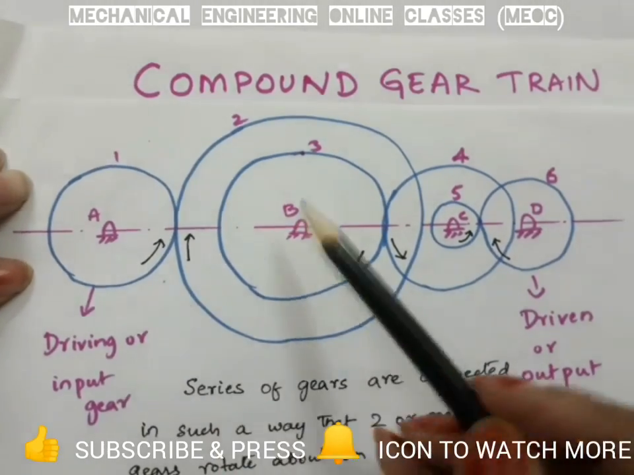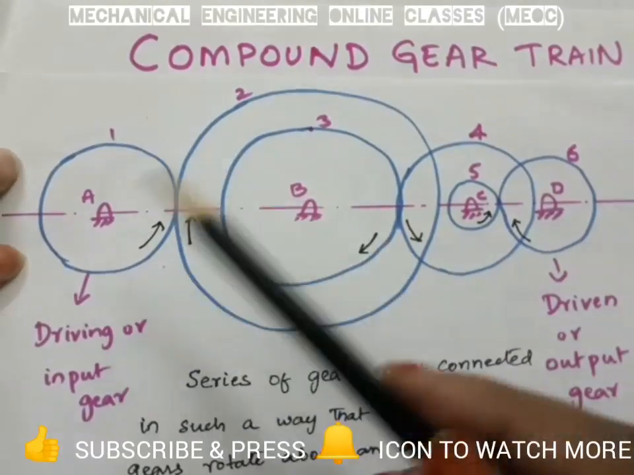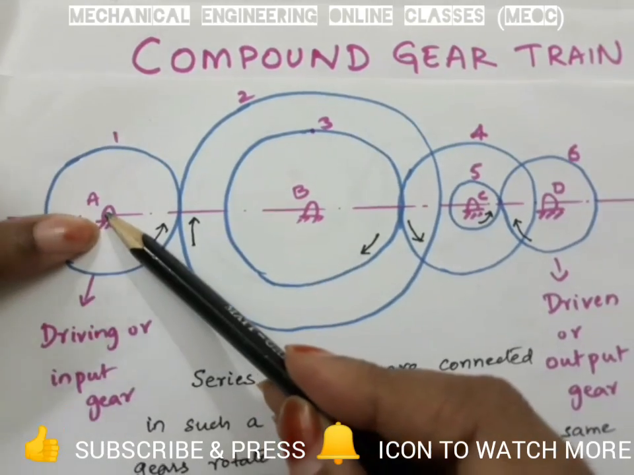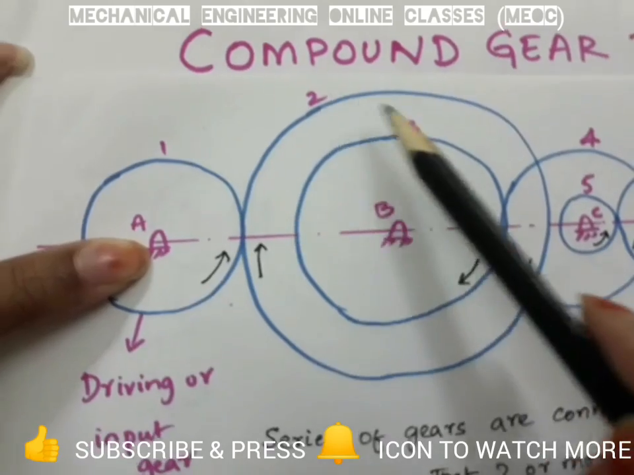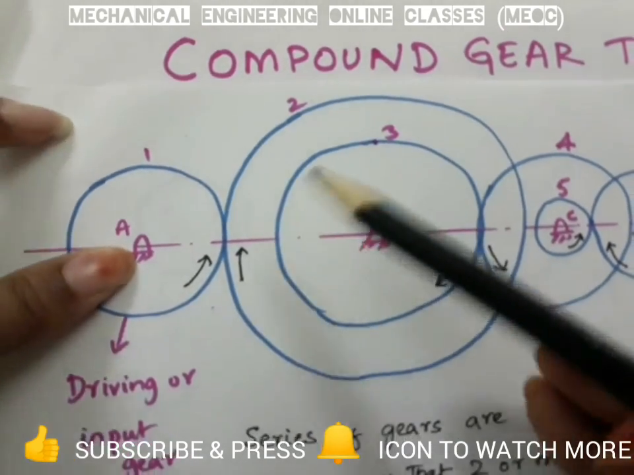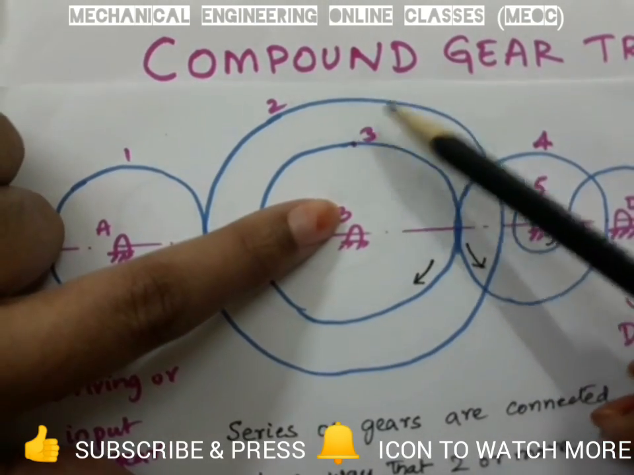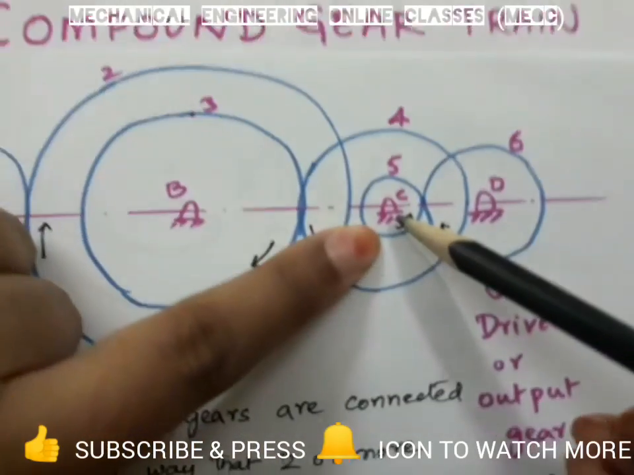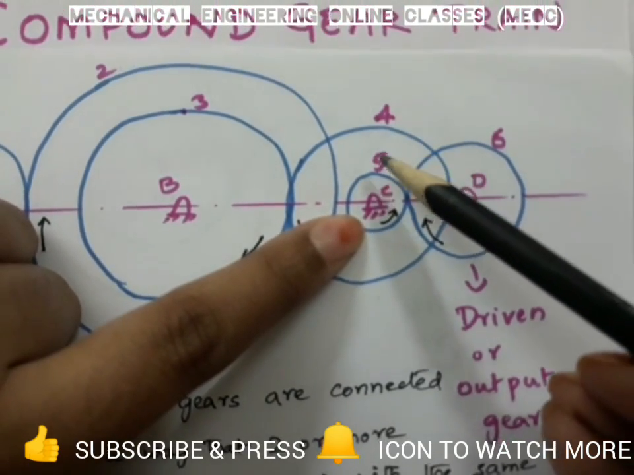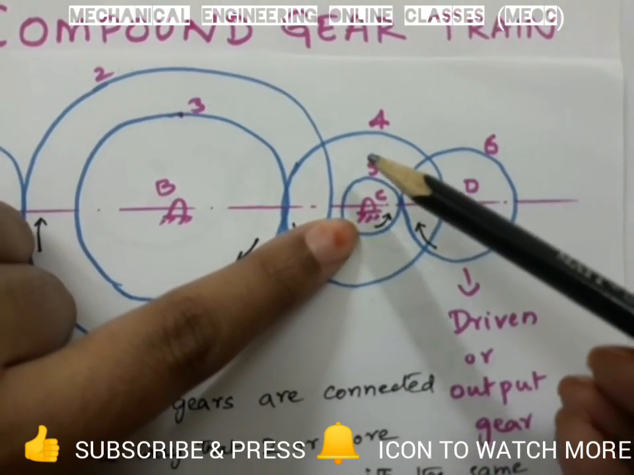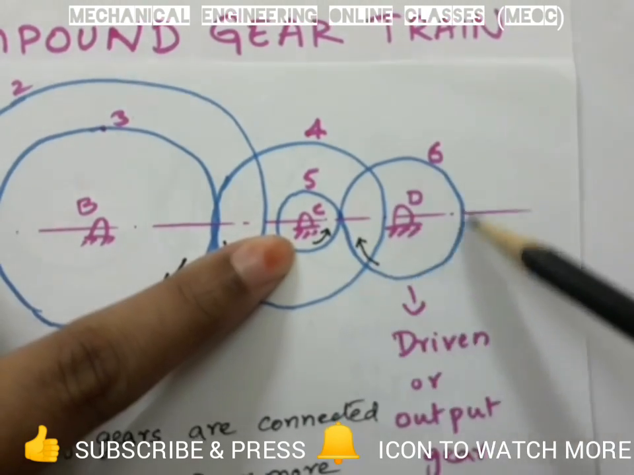Here A, B, C, D are the shafts upon which all the 6 gears are mounted. On shaft A gear 1 is mounted, and on shaft B we have 2 gears, 2 and 3. So 2 is behind and 3 is in front. Shaft C also carries 2 gears, 4 and 5. So 4 is behind the fifth gear, and D is the last shaft, on which there is gear number 6.